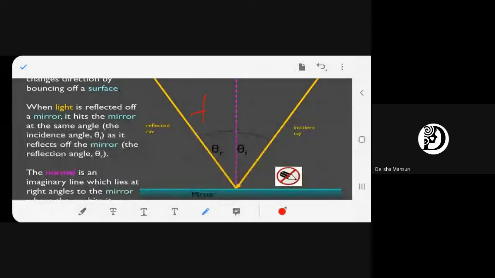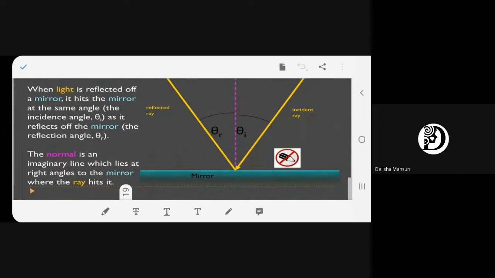Just a moment. Theta is a mathematical notation. When you grow up and go to 10th standard, you will come across all this notation, so that will be easy for you. So this is called theta. Then as it reflects off the mirror, the reflection angle is theta R. Understood? Then the normal is an imaginary line which lies at right angles to the mirror where the ray hits it. Okay, any problem?